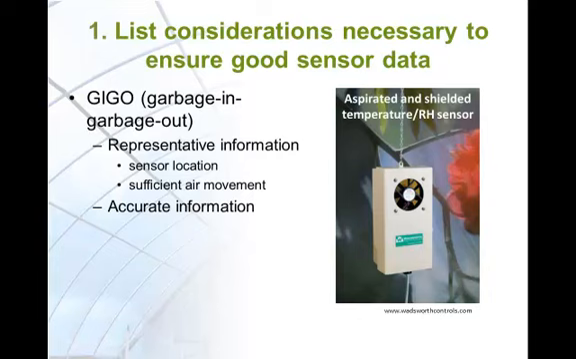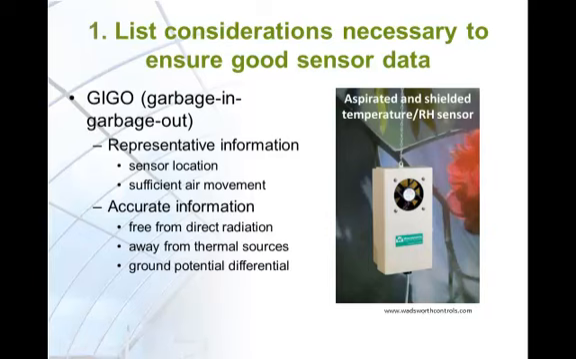Second, we need to ensure that there are no confounding factors affecting a sensor's ability to accurately read its environment. The sensor must be free from direct radiation. We have observed, for example, that a temperature sensor exposed to direct sunlight through a building window can read as much as 41 degrees Fahrenheit higher than a shaded sensor next to it. The sensor should not be near any thermal sources such as heaters or thermal storage media. A ground potential difference occurs when a ground in one area is at a different voltage than the ground in another area. In a network of sensors that are all connected to each other, this voltage difference can cause data errors.